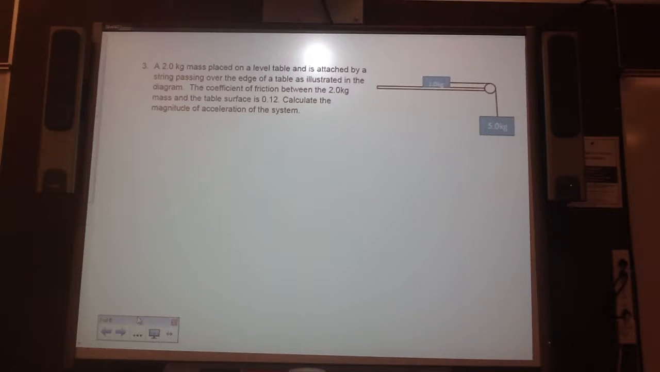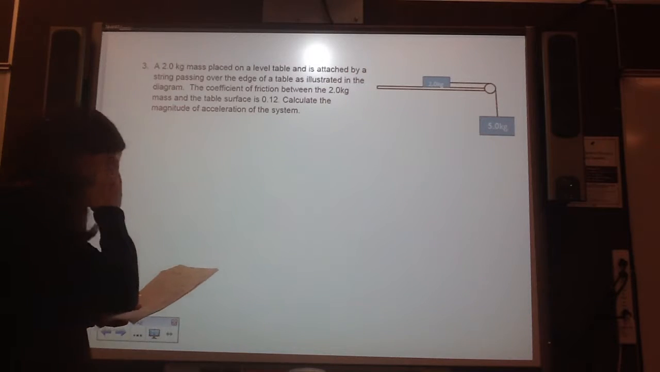And the coefficient of friction between the 2 kilogram mass and the table is 0.12. Calculate the magnitude of the acceleration of the system. So now these types of questions are wrapping up everything that we did so far in this unit, right? We need to think about our free body diagrams, our force of friction, F equals ma, etc.